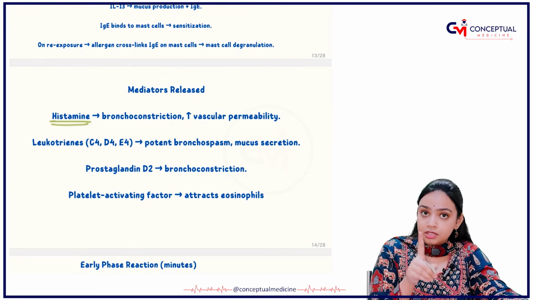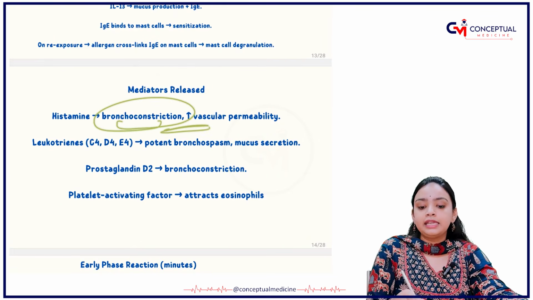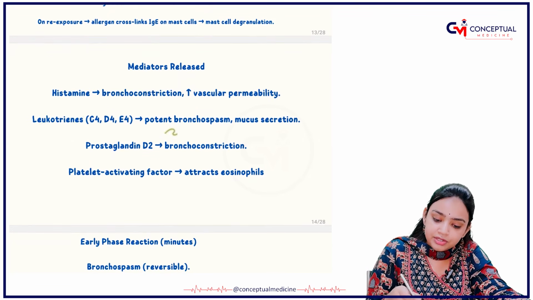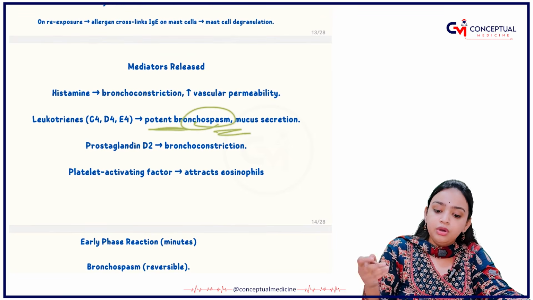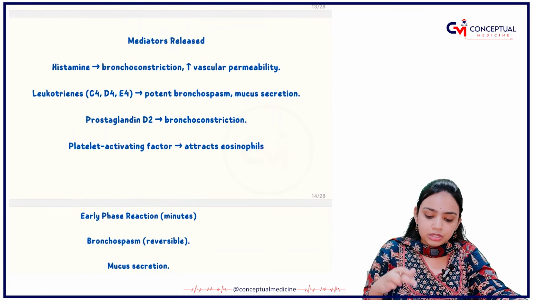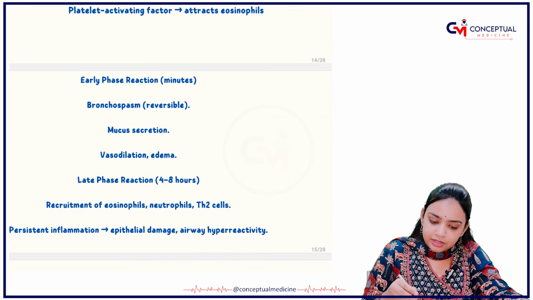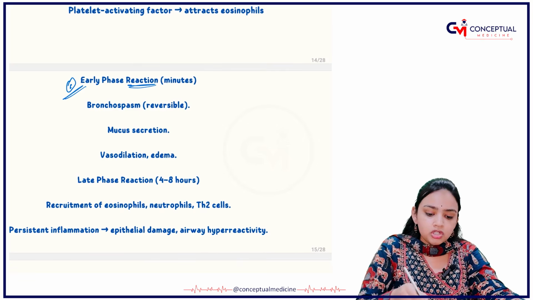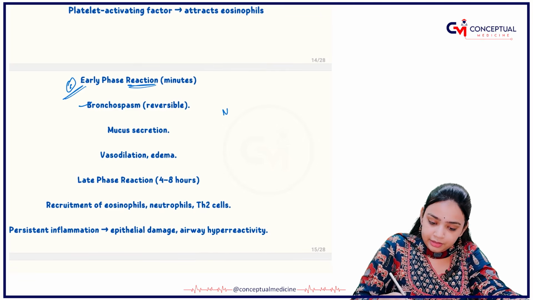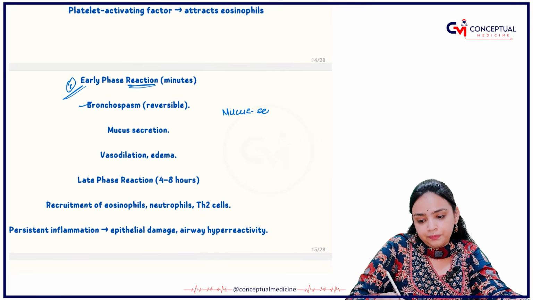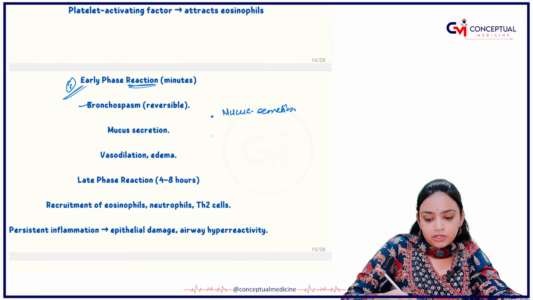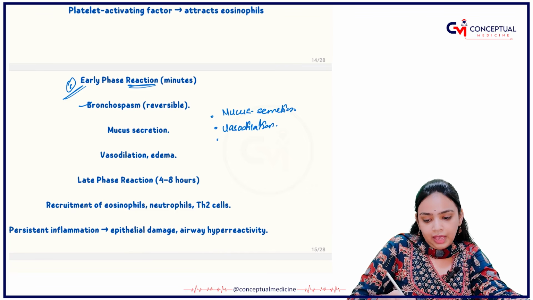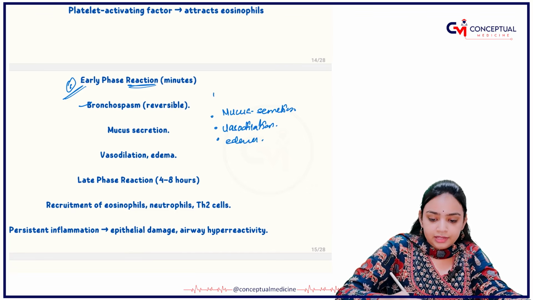Next, as the mediators are released, what happens is you have histamine, the main hero. Histamine basically causes the bronchoconstriction, and the leukotrienes are the potent bronchospasm causers. Then you have the phases. First one is the early phase reaction, which occurs in minutes. There will be bronchospasm, mucus secretion, vasodilation and edema.